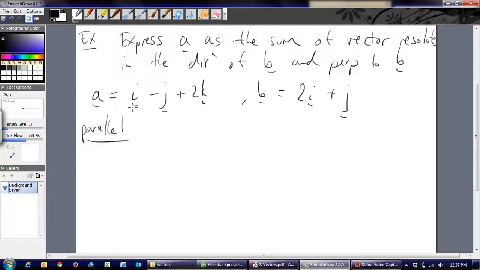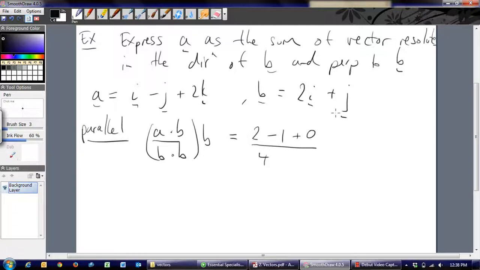Firstly, parallel. We want A in the direction of B, and so the formula for that is A dot B over B dot B, all multiplied by B. So that's equal to, what's A dot B? 1 times 2 is 2. Negative 1 times positive 1 is negative 1. 2 times 0 is 0. So just 0 on there. What's B dot B? That's B times by itself. So 2 times 2 is 4. 1 times 1 is 1. And it's plus 0 as well because there's no K there. And the vector B we just write down here as 2I plus J.